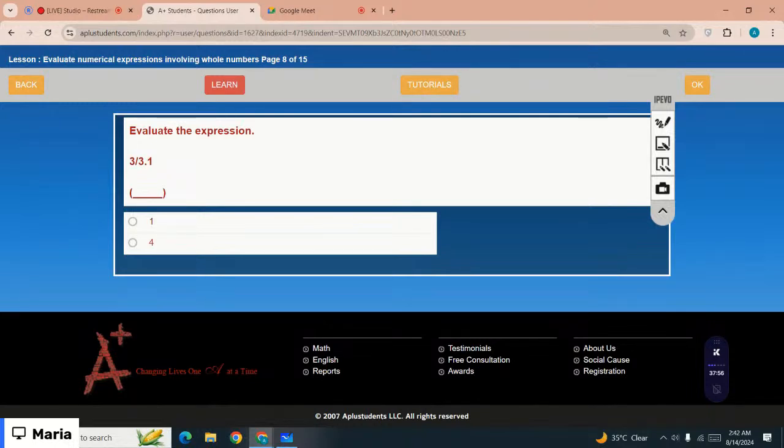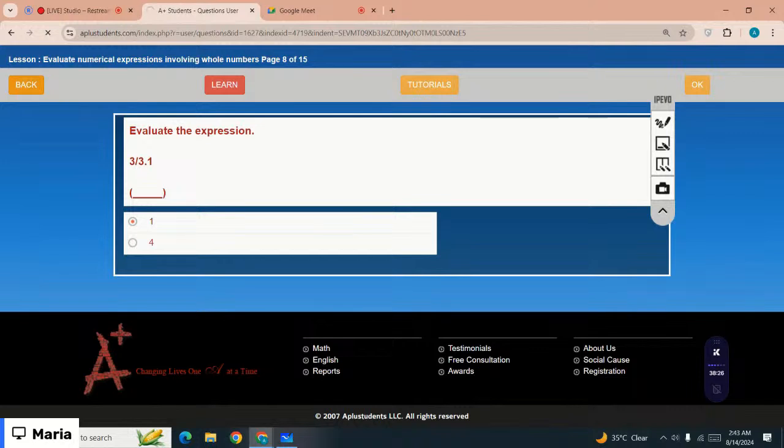The next one is 3 divided by 3 times 1. So which is the correct option? The correct option is option number 1. Okay, so you can complete the lesson by yourself later today.